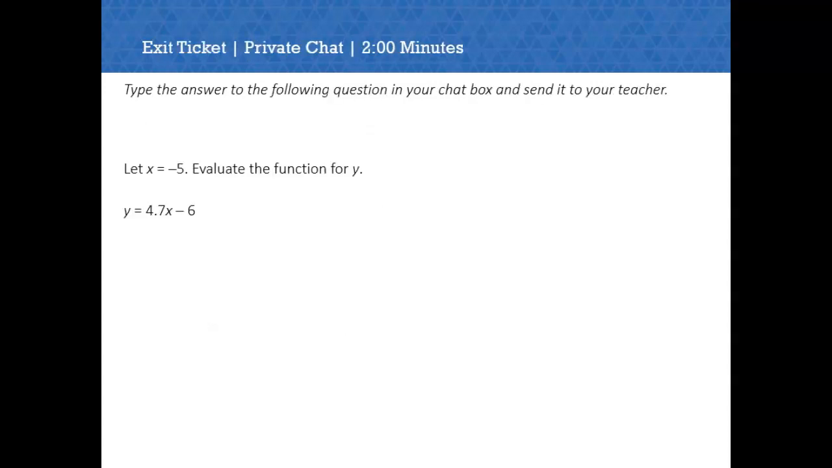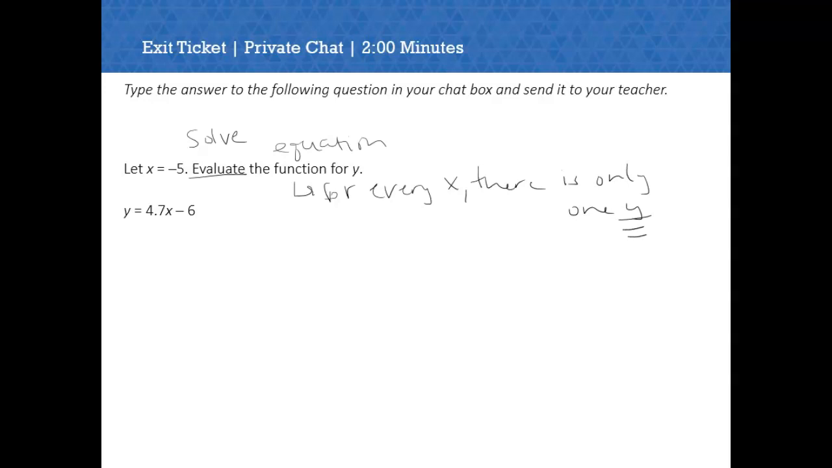Let x equal negative 5. Evaluate the function for y. So these are just some words. Evaluate is a fancy word for solve. Function is just a fancy word in this case for equation, but remember a function means for every x, there is only one y.